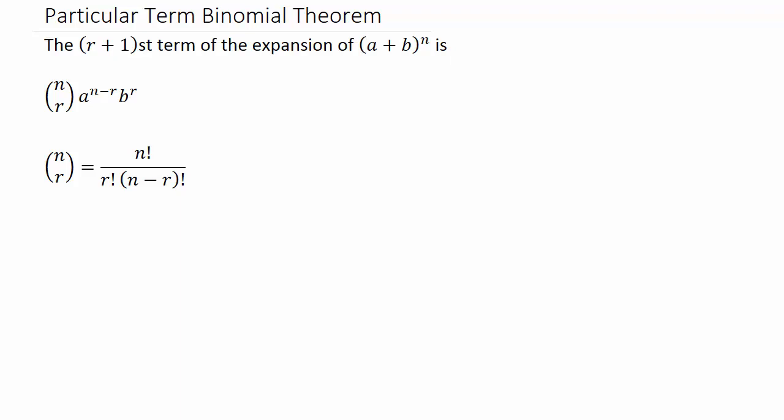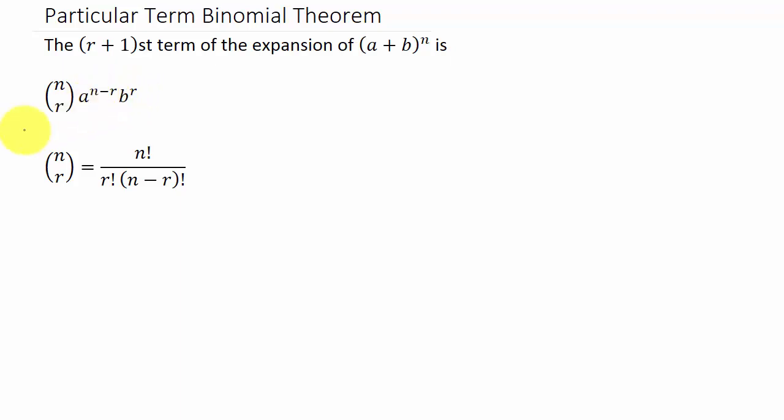Alright, so in this video we're going to look at finding a particular term in a binomial expansion. If you have a binomial raised to a power, (a plus b) to the n, then the r plus 1 term of the expansion is the combination n choose r times a to the n minus r times b to the r.